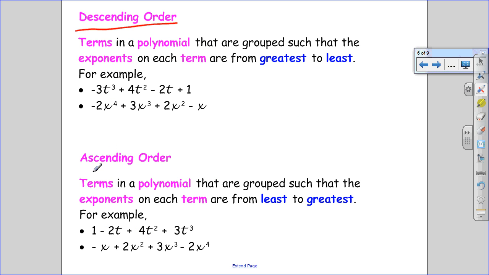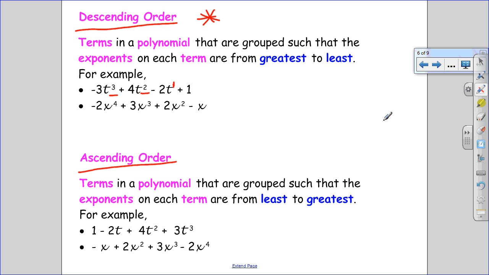Polynomials are always written in either ascending or descending order. Typically, descending order is the most common, and that's the way we typically write expressions in math. They're grouped so that the exponents on each term are from greatest to least, and they're also typically alphabetical. So negative 3t cubed, 4t squared, negative 2t, which we know has an exponent of 1, plus 1, which doesn't have any variables, so it's tagged on the end.